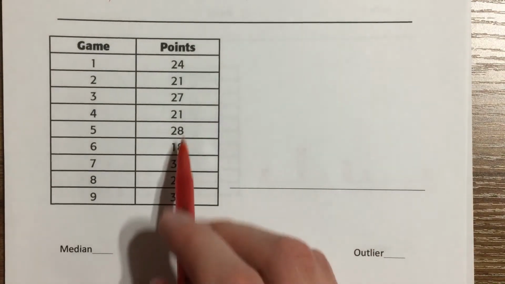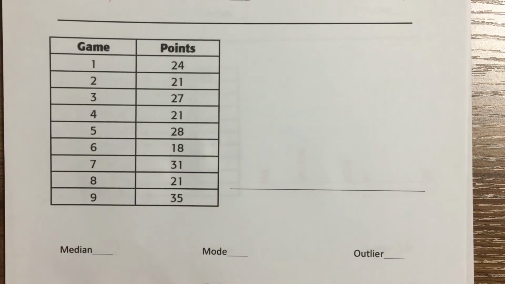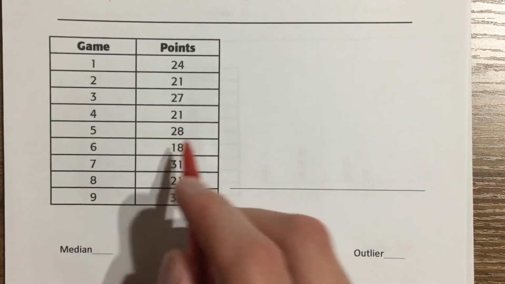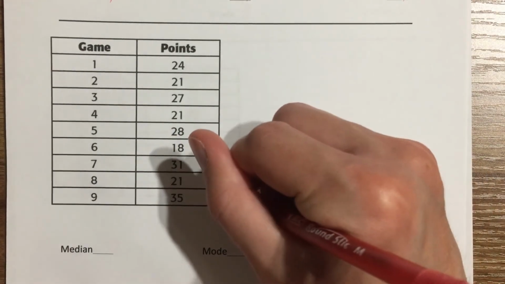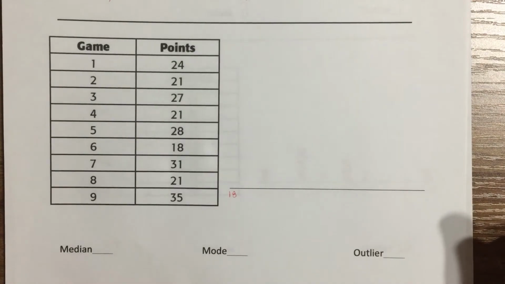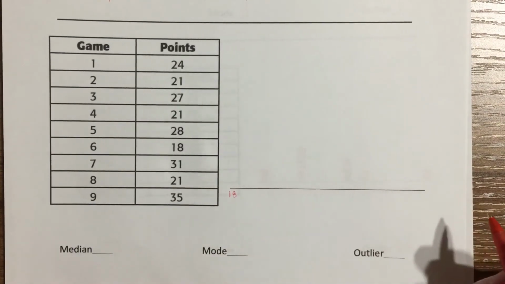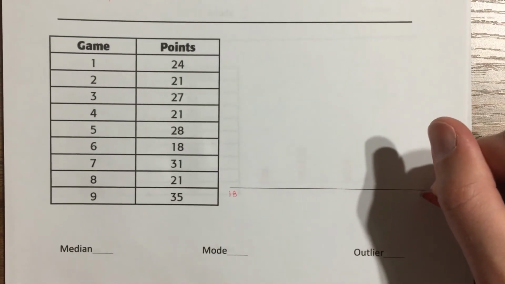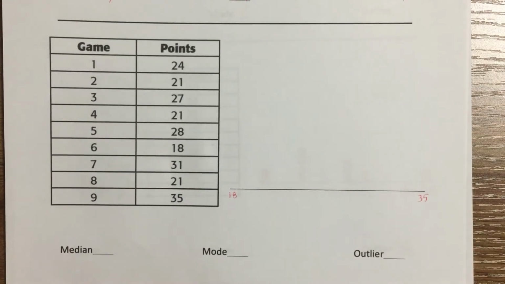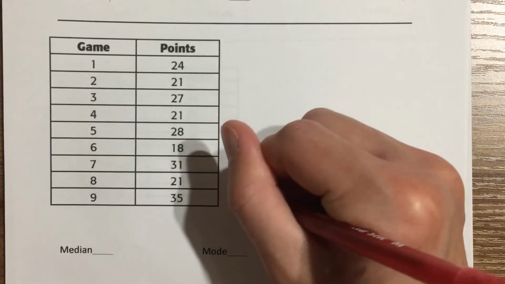Smallest number we have, looking at all of the points scored in all of the games, 18 in Game 6. So we're going to go 18. Most points that were scored, 35. Oh boy. We are asking for a lot right here, but we're going to try it. If it doesn't work, that's all right.